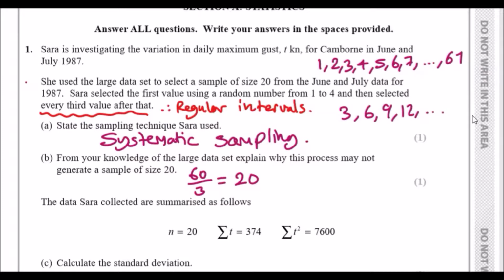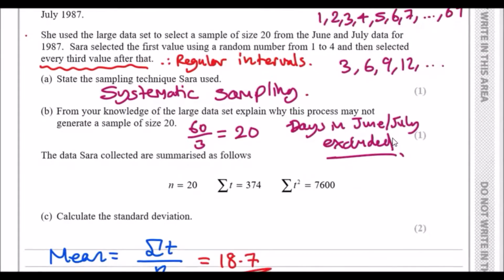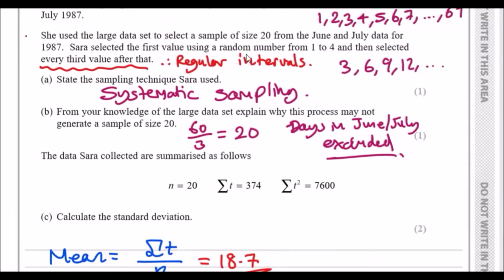So your answer could be that some days may not have been included. So days in June or July have been excluded or were not recorded in the large data set. That's really what they're looking for here. Okay, now let's move on to the next bit.